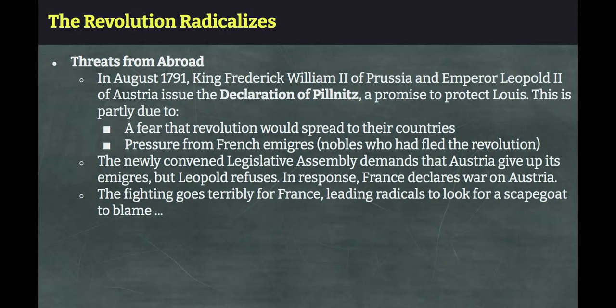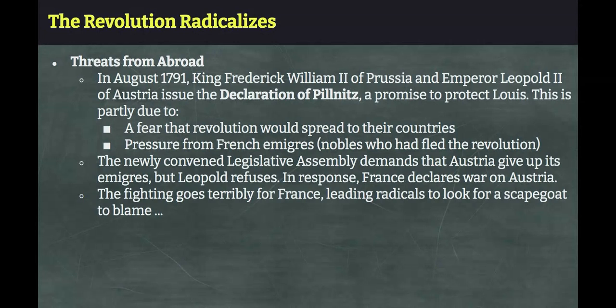Now, what does the Legislative Assembly do in response? They demand that Austria give up its émigrés. What a terrible move. So Leopold is like, no, I'm not going to do that. And in response, France declares war on Austria. Now, again, not a great move.